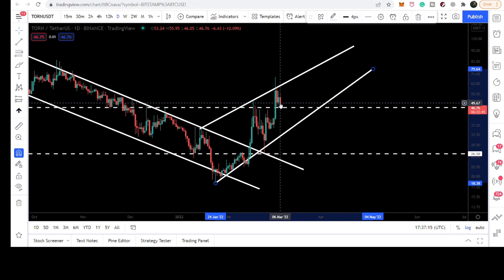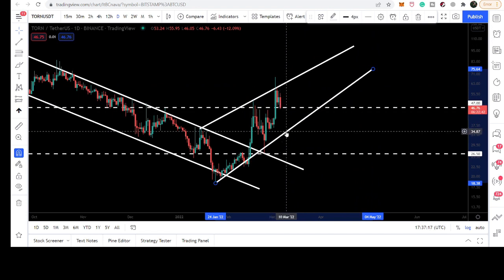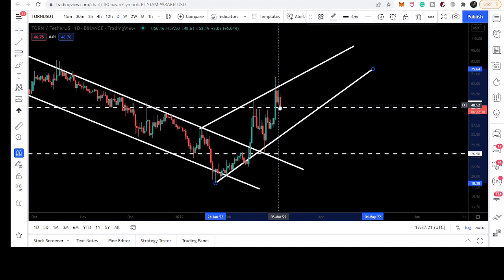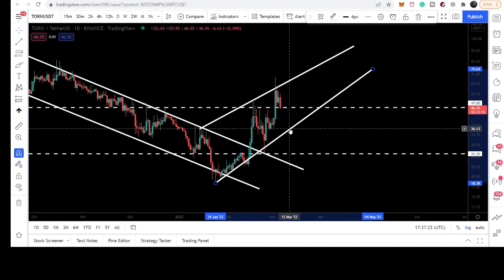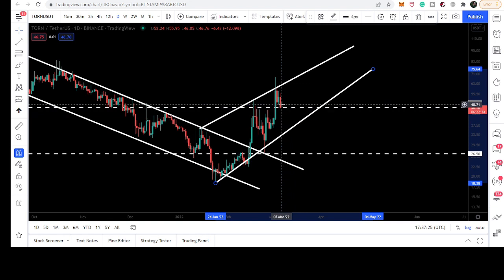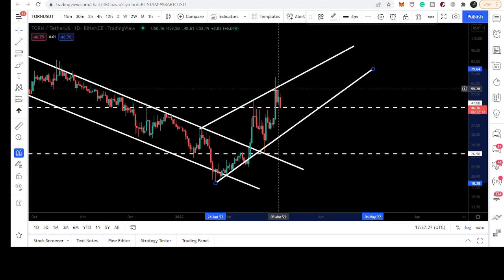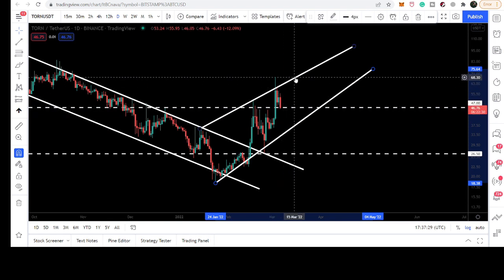So if the price line moves down to the support and crosses down this $47, then it can test the support here somewhere at $36. However, if we have a reversal move, then we will again have this uptrend line resistance approximately at $75.